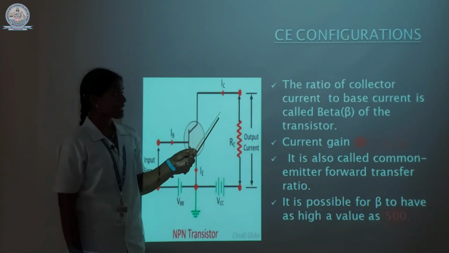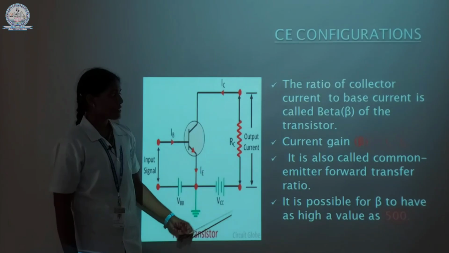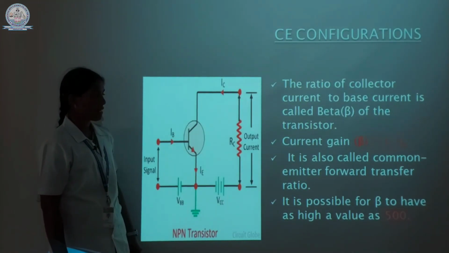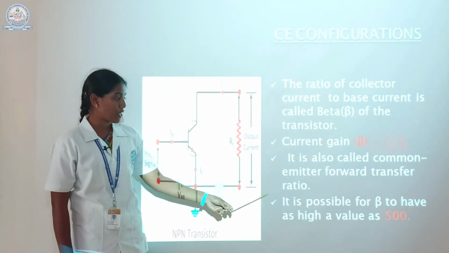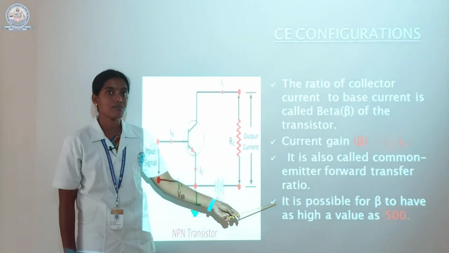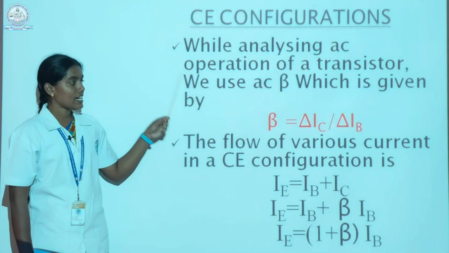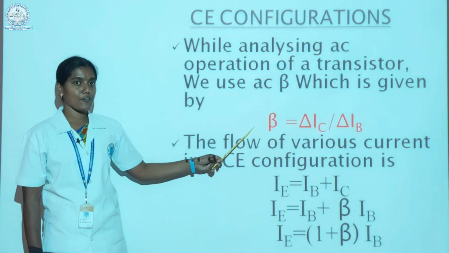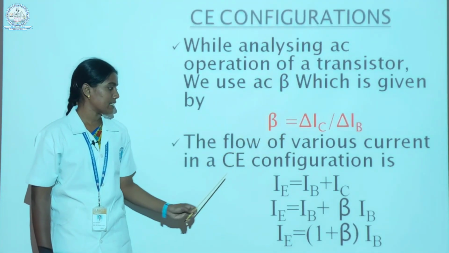The ratio of collector current to base current is called the beta of the transistor. This is the equation of current gain, beta equals IC divided by IB. It is also called the common emitter forward transfer ratio. Its highest possible value is 500. While analyzing common emitter configuration, this is the beta value of common emitter amplification, the ratio of change in collector current to change in base current.